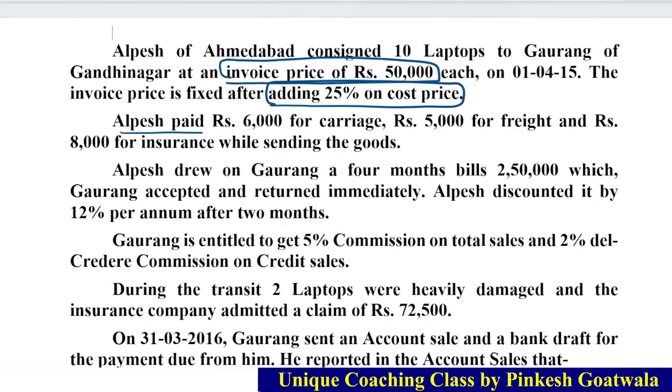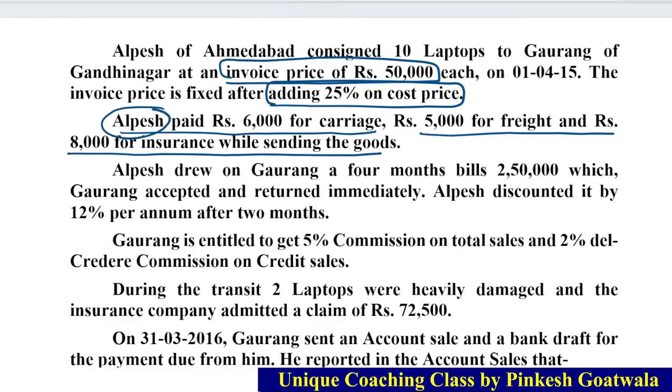Now the next, Alpesh paid 6,000 for carriage, 5,000 for freight, and 8,000 for insurance while sending the goods. Here the expense is done by Alpesh, meaning the consigner. The consigner will incur the expense, so we will give the entry on the debit side to cash account, expense. Alpesh drew on Gaurang a 4 months bill of 2,50,000. So here he writes the bill for 2,50,000. So it's indirectly an advance. So we give the effect in Gaurang's account, in the consignee account, on the credit side, bills receivable.